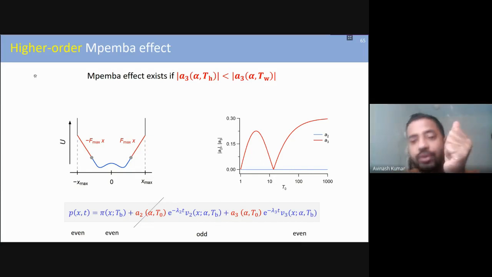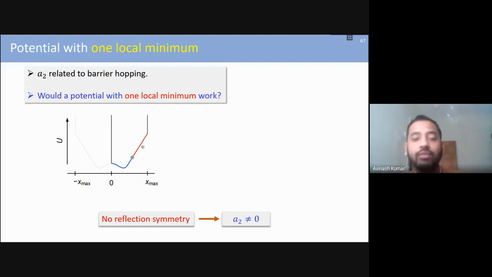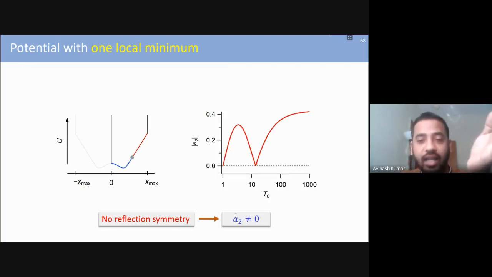And if you think a little more, then you will realize that a while ago I told you that the A2 coefficient corresponds to hopping between the barrier. And now I'm saying that this A2 coefficient is zero. It means there is no hopping between these barriers. So now one can ask, do we really need these two potential wells, or is just one well enough? To answer that question, we can just truncate our potential in the middle, where we have only one well. And notice we don't have any symmetry here. So the A2 coefficients will come back again, because nominally it won't be equal to zero, since there's no symmetry. And now we can look at the behavior of A2 as a function of initial temperature, and we see that this still has a non-monotonic temperature dependence. It means it should be possible to observe the Mpemba effect in this kind of potential.